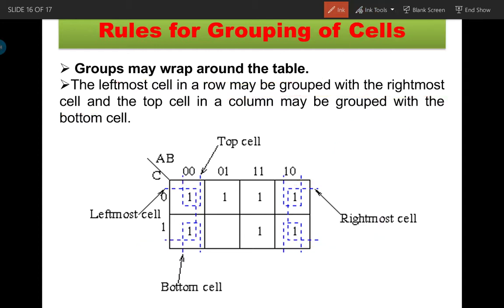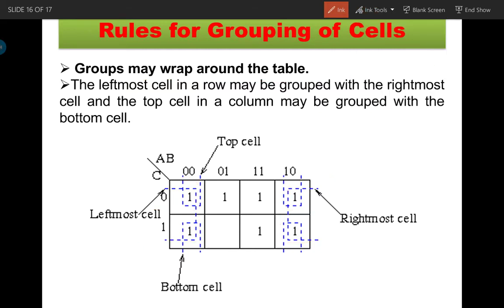Okay, similarly अगर आप ये this single and this single is also possible. Okay, but we always try for a bigger group, so combine this 2 with this 2 to make a group of 4, right? So in this way the group may be wrapped around the table.